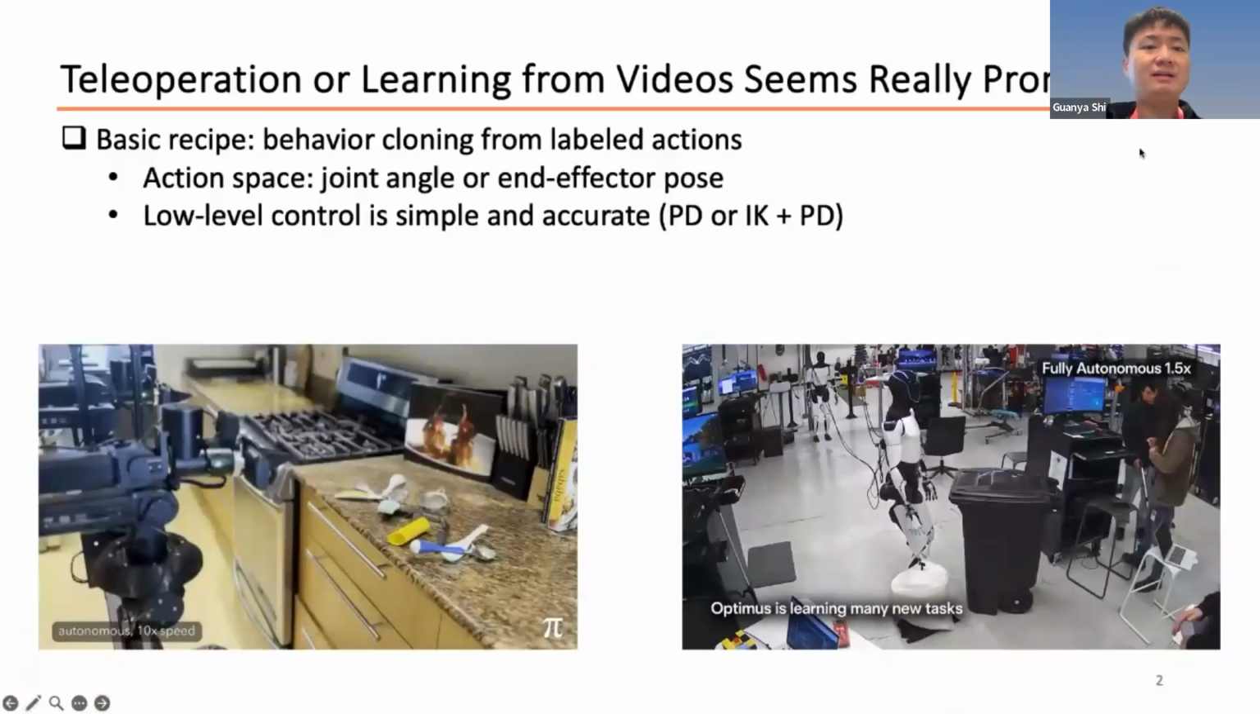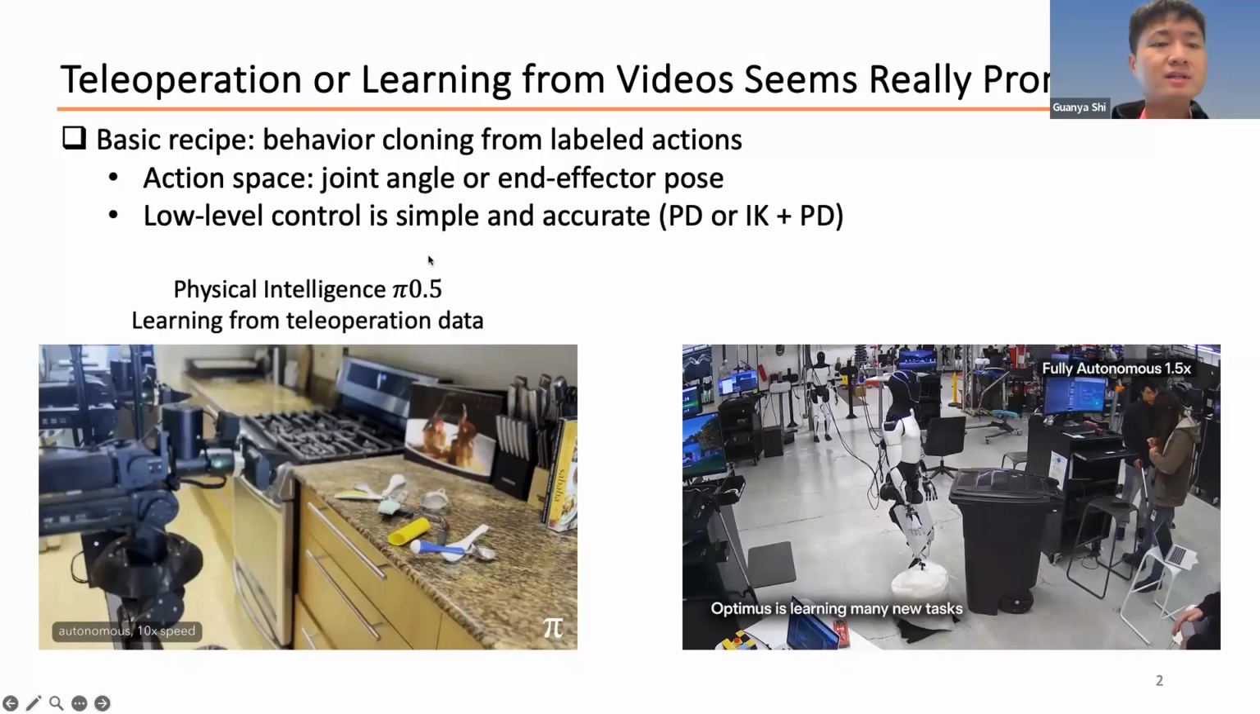I will start from talking about something different from Sim2Real. Let's talk about teleoperation or learning from videos, because these two methods seem really promising recently. The recipe is quite simple. We just do behavioral cloning from labeled actions, meaning that you have either human teleoperation data or some sort of human videos. Then you get labeled action directly from this source. And the action space is typically either joint angle or end-effector pose. The low-level control in these settings is, in general, very simple and accurate. You either use very simple linear PD control or use some inverse kinematics with PD control.